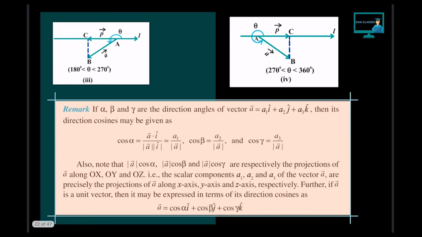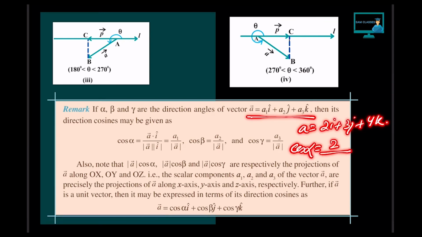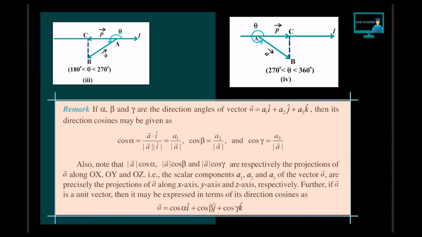So done. Now let's take an example. A vector is equal to 2i plus 3j plus 4k. Correct. So what is cos alpha? Cos alpha is nothing but the i value, 2 by root under of 2 square plus 3 square plus 4 square. That is equal to 2 by root under of 4 plus 9 plus 16, which is 29. So this is the cos alpha value. That's it. So I can write A vector as cos alpha of i cap plus cos beta of j cap plus cos gamma of k cap.